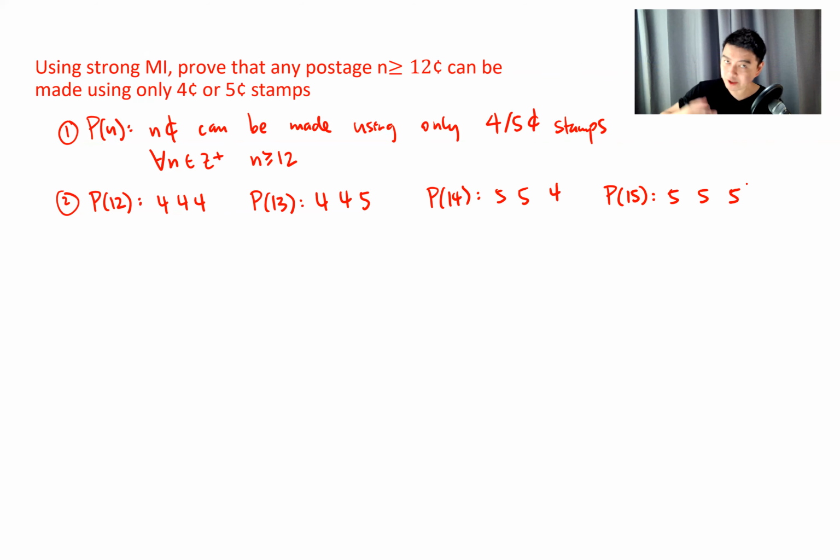Okay, now can we go further with this? Can we go on forever like this? So here's my argument. Number three, I'm going to argue that, let's assume that P of i is true for all i between 12 and k. So let's say we can get up to some point k.